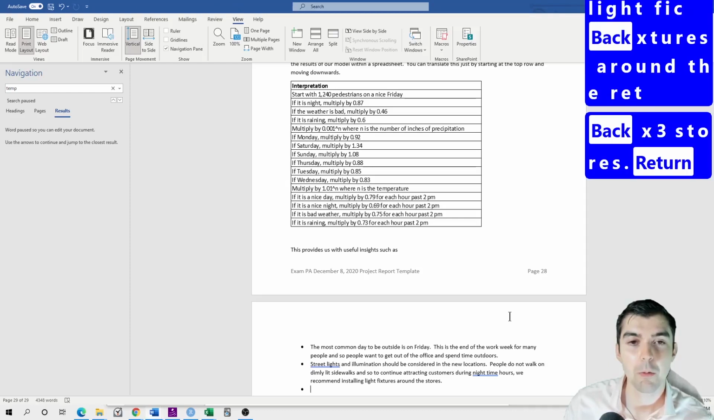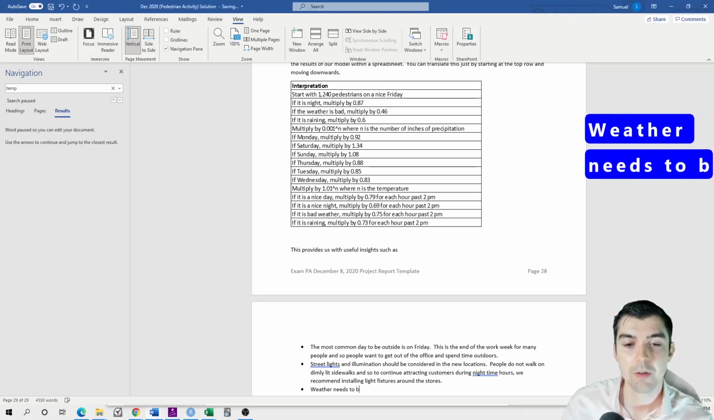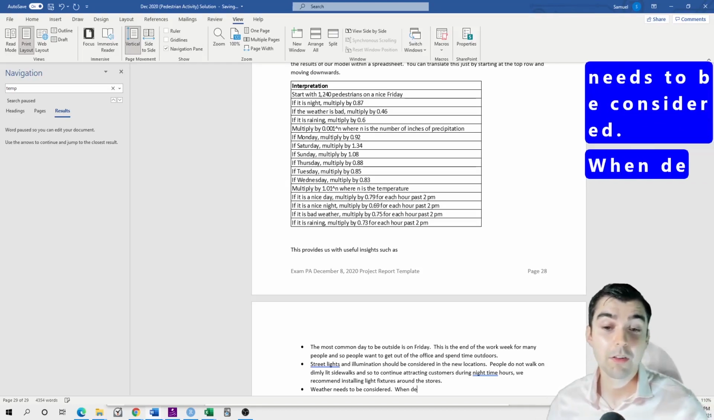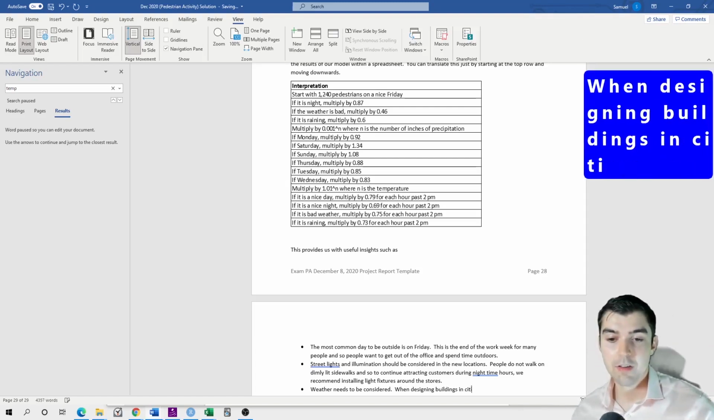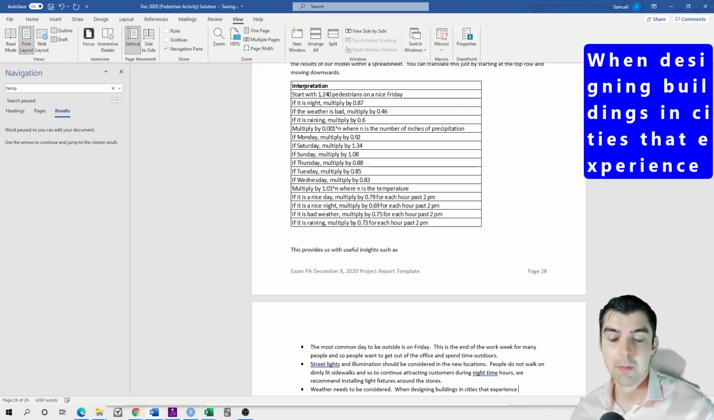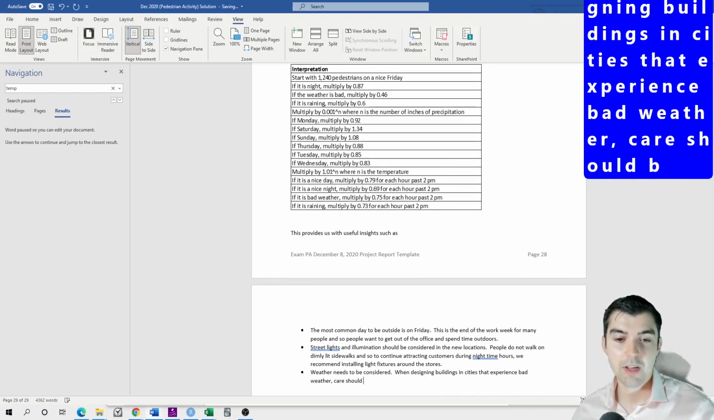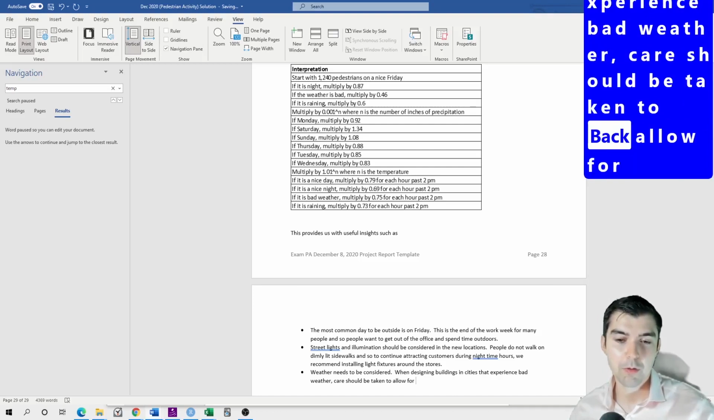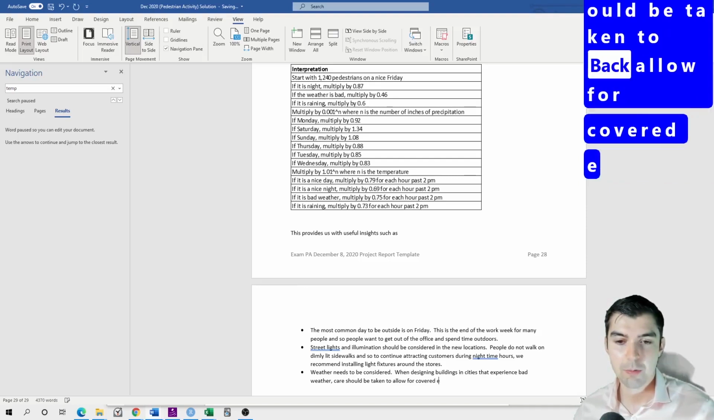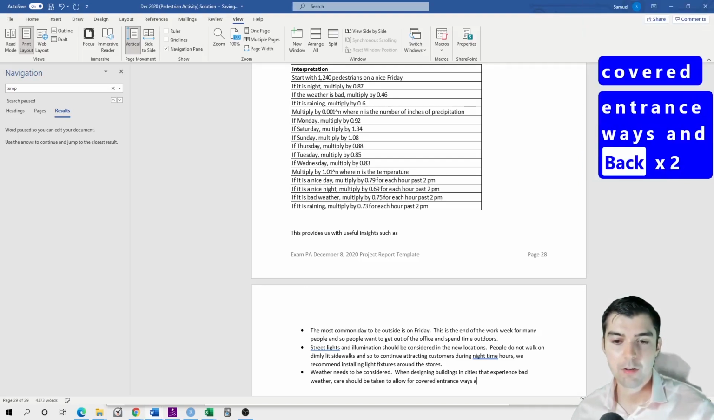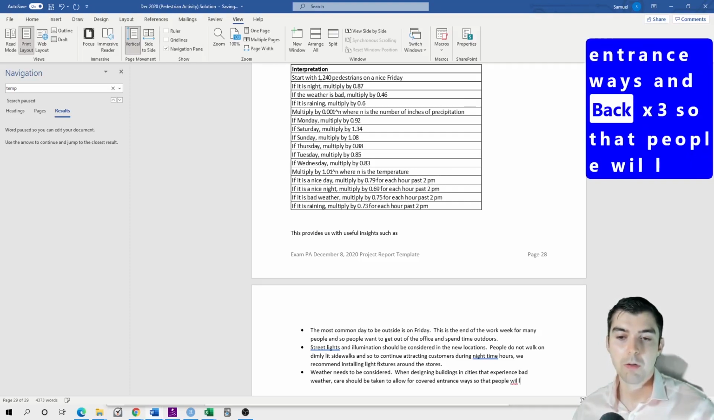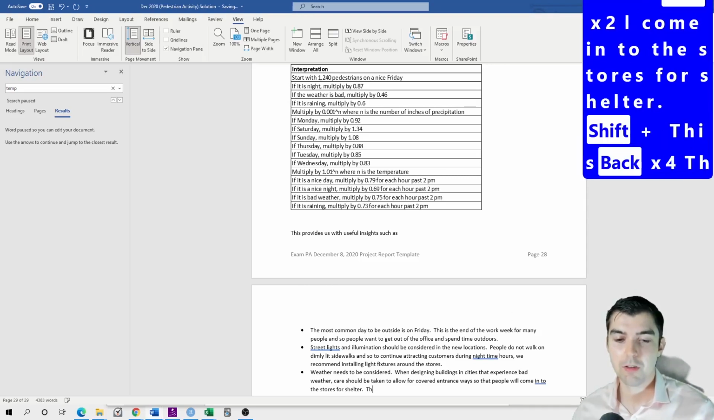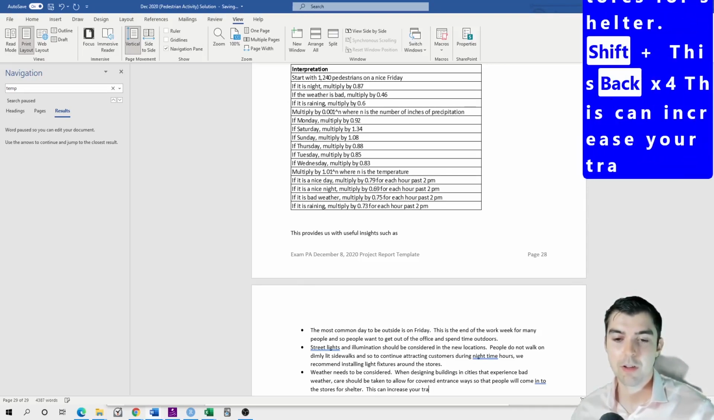If the weather is bad, weather needs to be considered. Maybe when designing buildings in cities that experience bad weather, care should be taken to allow for covered entranceways so that people will come into the store for shelter. This can increase your traffic.